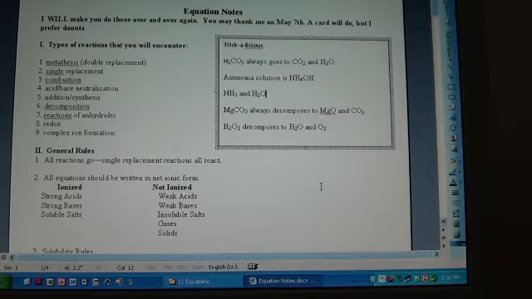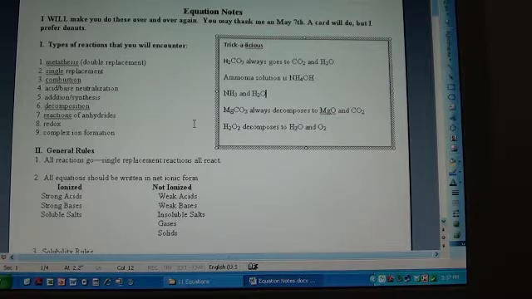MgCO3 always decomposes into magnesium oxide and CO2, and hydrogen peroxide decomposes into H2O and O2. I think if I were you, the first thing that I would do, when faced with a word problem, is determine the type of reaction that you encounter, and then you should know some basic rules for each one of these reactions.